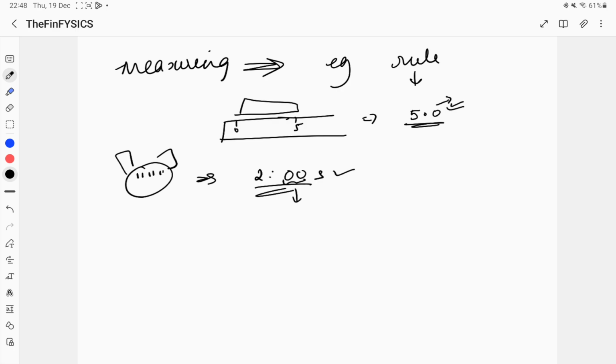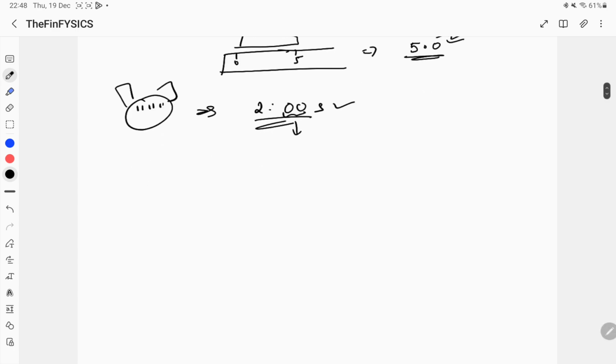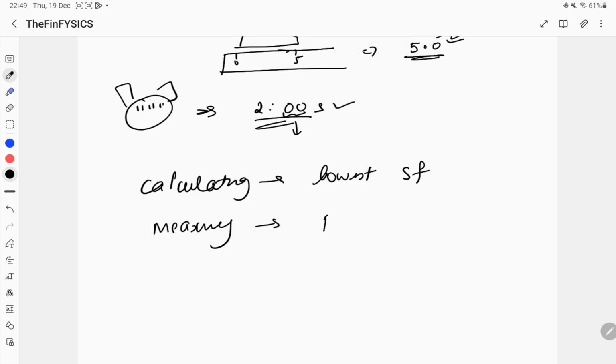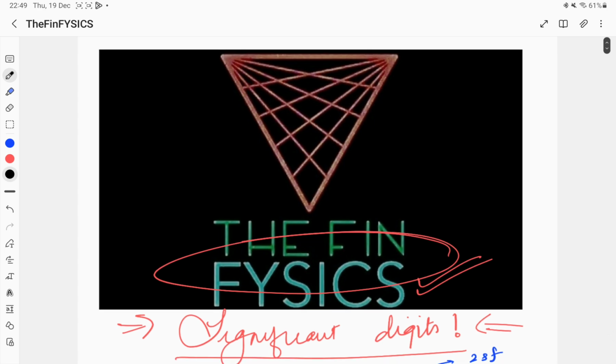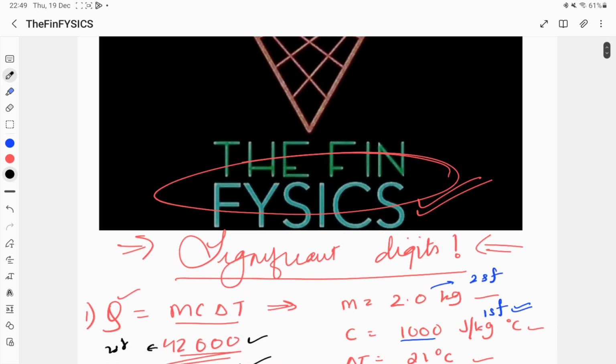Okay, moral of the story, if you are calculating, then you will go with the lowest SF in the raw data. But if you are measuring, then you will go with the precision of the instrument. Okay, so this was a short video on how many SF your final answer should be. No hard and fast rule that throughout it's going to be 2SF or 3SF. 1SF is also accepted if the lowest number of significant figures in the raw data is 1SF.